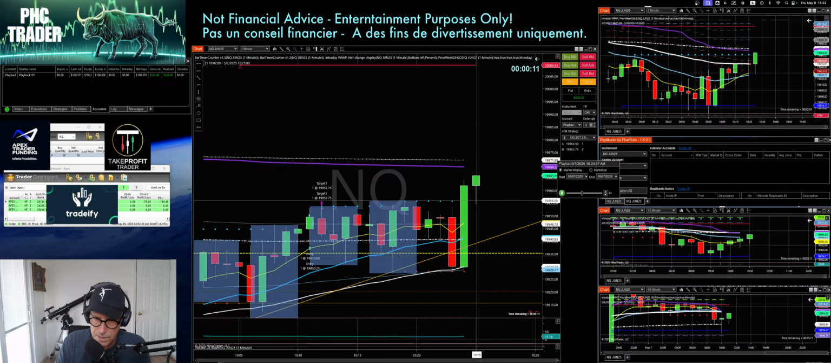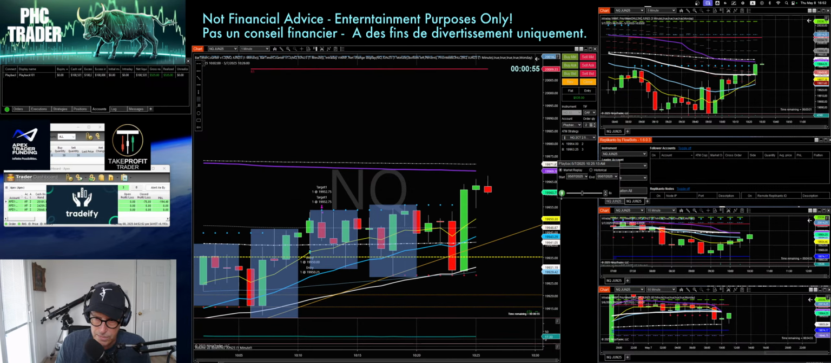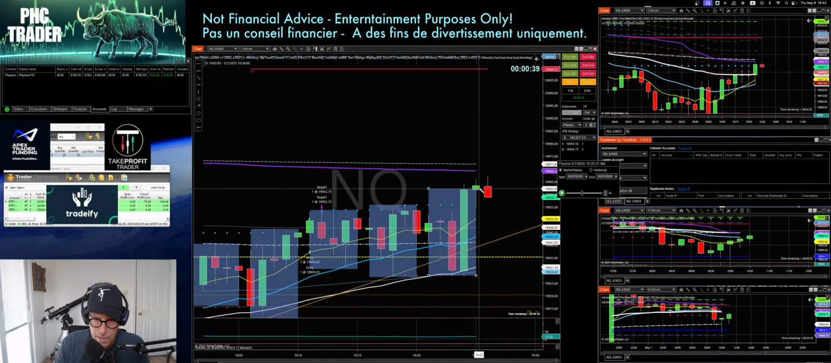Risky, risky, risky. When you see a big long candle like this, be careful. Faites bien attention quand vous voyez une longue chandelle verte comme ça. 1, 2, 3, 4, 5.